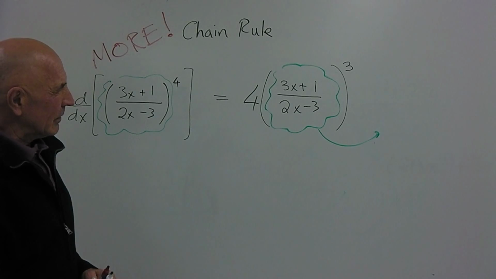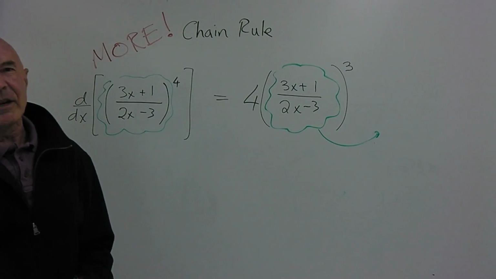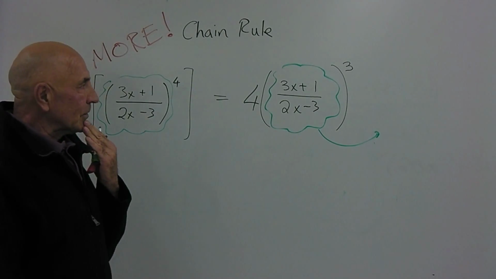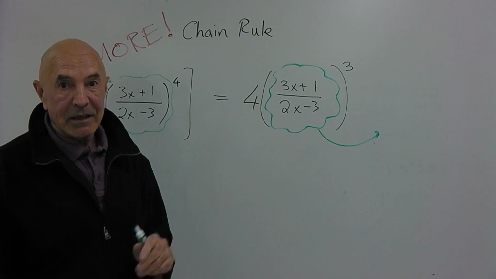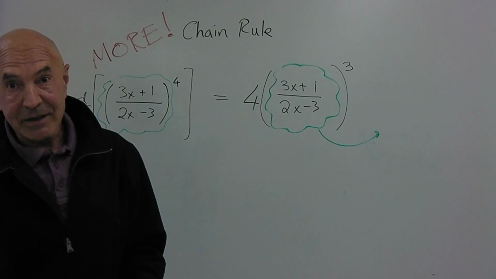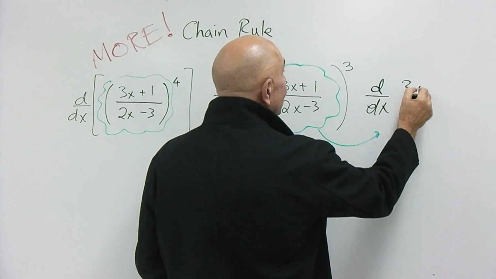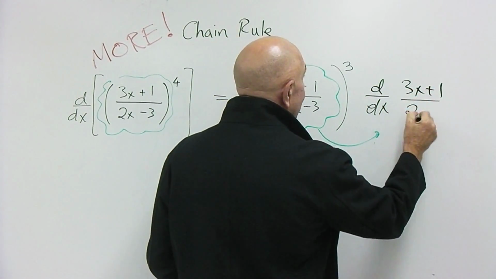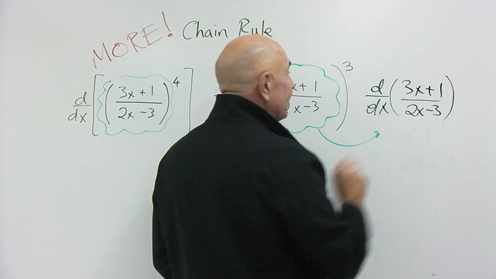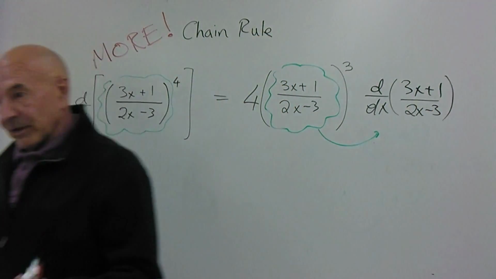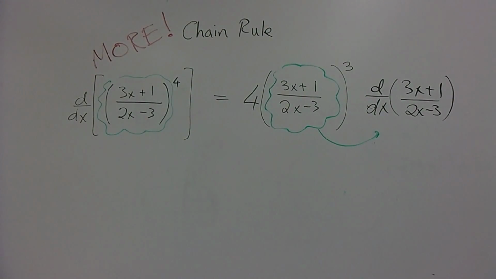Okay, wait a minute, the derivative of the glob. But the glob is a quotient. Oh no. Oh my god, I have to use the quotient rule. Don't panic. If you don't want to use the quotient rule yet, you can do this. You can just write derivative of the glob, and then put your pen down, go get a cup of coffee, have a coffee break.